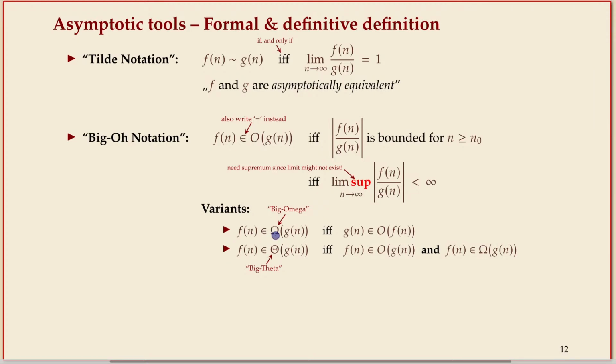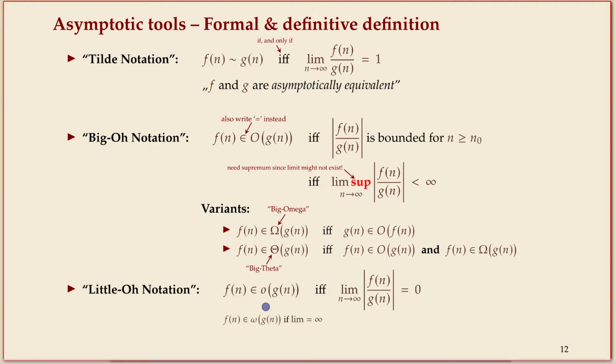There are two variants. There's big omega, which is the opposite. F is in omega of g if g is in O of f. And there's big theta, which combines the two. So f is in theta of g if it's both in O of g and in omega of g. These are the formal definitions, and they're most useful for checking in details. There's one more less known cousin of these, the little o. F is in little o of g if the quotient goes to 0. And the opposite is little omega.